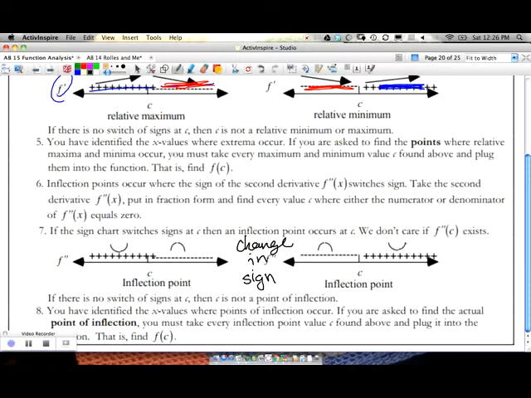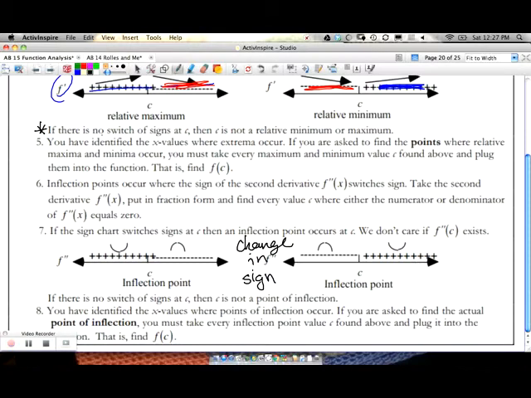If we change positive, negative, or negative, positive, we have point of inflection. We don't really care which way it changes. We just care that it does change. Okay. So this part of the notes is kind of a summary. It does give you tons of detail. I'm going to give you a more simplified version of that, but if you need to go back and get some more explanation, consult this section of the notes.